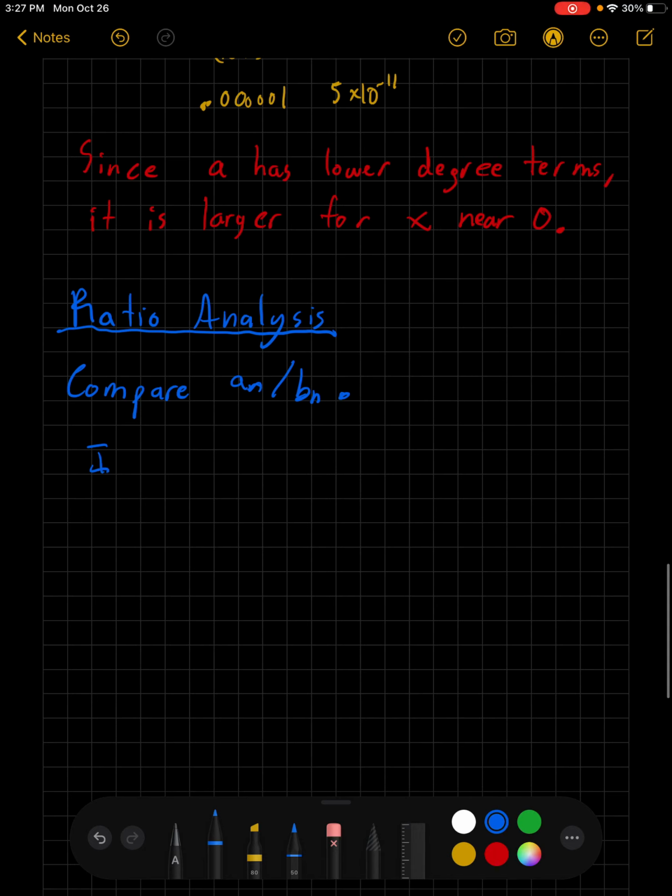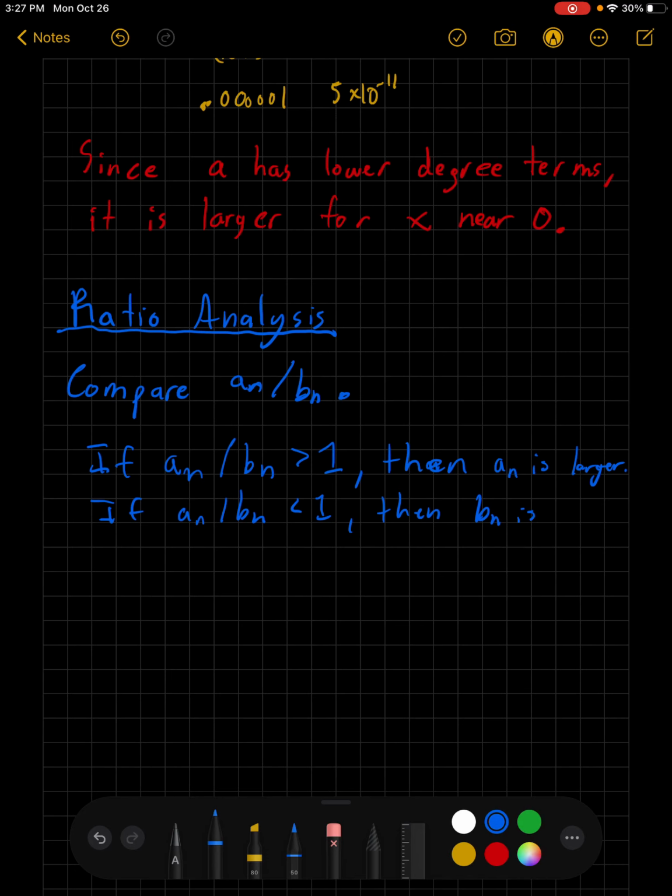If A sub n divided by B sub n is greater than 1, then we know that A sub n is larger. And if A sub n divided by B sub n is less than 1, then B sub n has to be larger. And that makes sense if we just think about how fractions work.